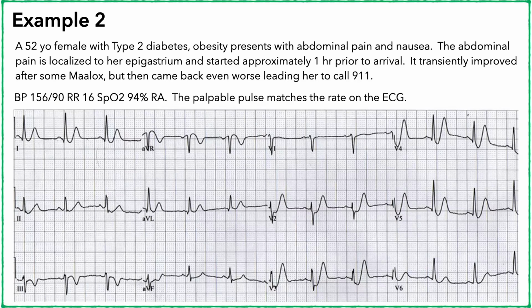So if we take another example, take this one, a 52-year-old female with type 2 diabetes and obesity presents with abdominal pain and nausea. The abdominal pain is localized to her epigastrium and started approximately 1 hour prior to arrival. It transiently improved after some Maalox, but then came back even worse, leading her to call 911. Blood pressure is 156/90, respiratory rate of 16. SAT of 94% on room air, and the palpable pulse matches the rate on the EKG. Everybody take a second to look at that EKG.